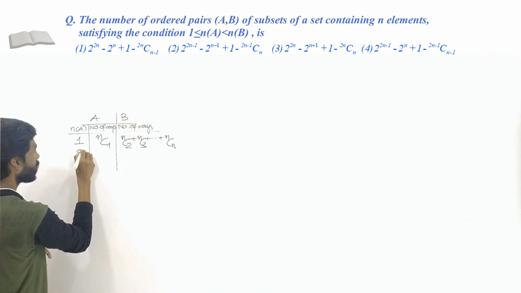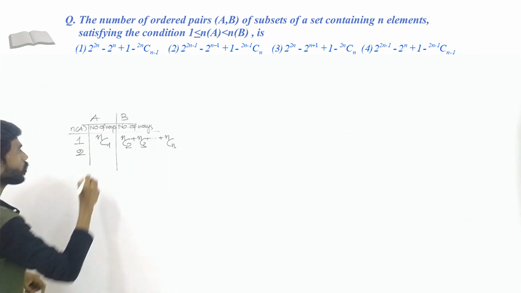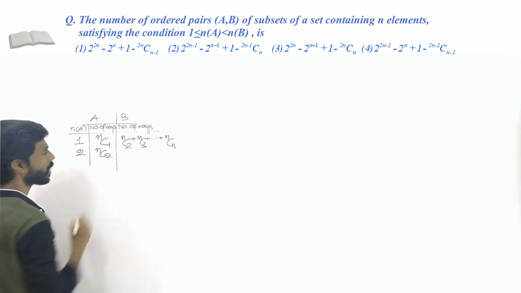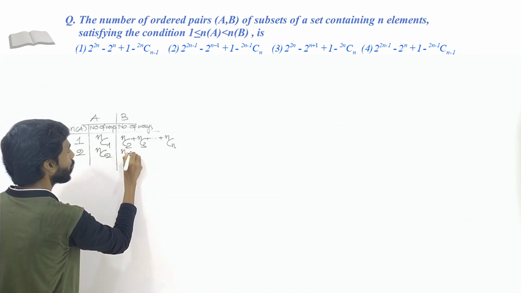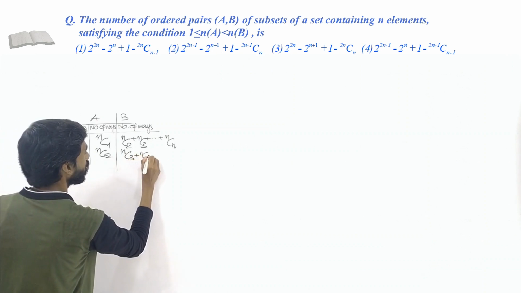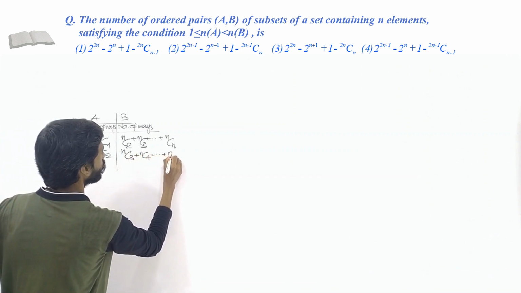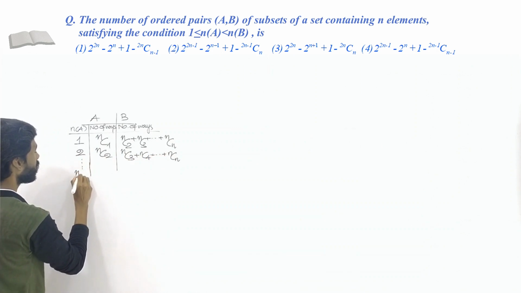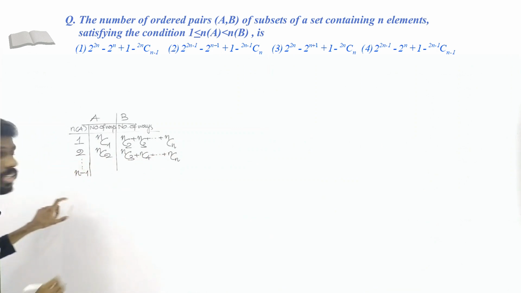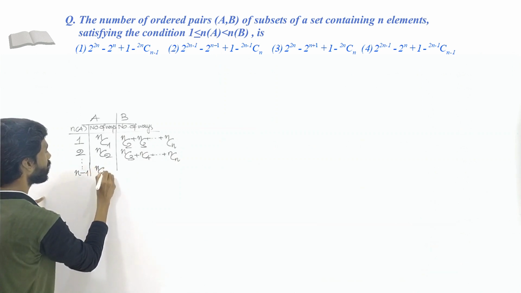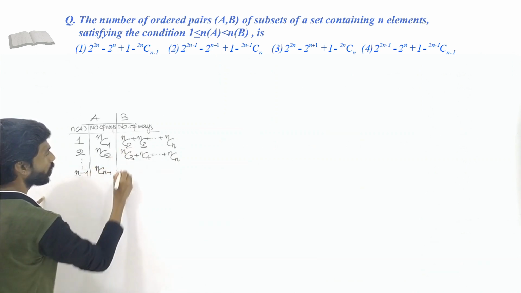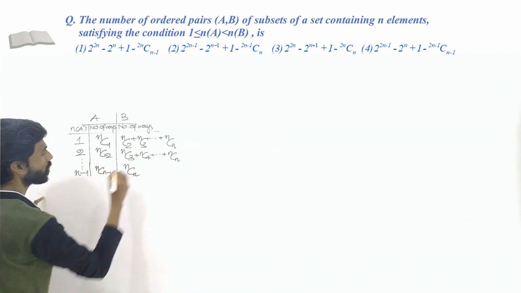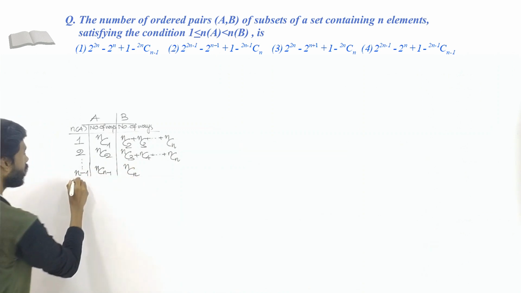Now similarly, let us take the next case. A has 2 elements. So these 2 elements can be selected in nC2 ways. Then B should have minimum 3 elements, so nC3 or nC4, etc., up to nCn. Now, we can continue like this. So the last case, A has n minus 1 elements. So this can be selected in nC(n-1) ways. Then B should have nCn, all n elements. Alright, so these are the various cases.